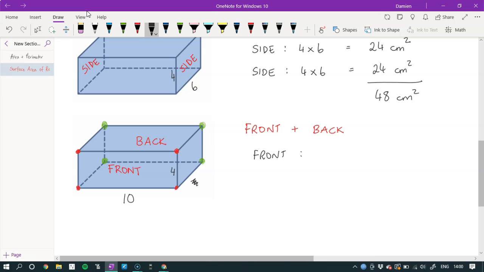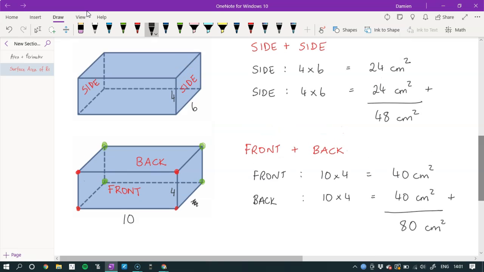So our front is the length by the width, which is 10 multiplied by 4, which gives us 40 centimeters squared. We have the back, which is again exactly the same, 10 multiplied by 4, because the back and the front are exactly the same panels. So that's 40 centimeters squared. And that gives us a total of 80 centimeters squared when we add them together.